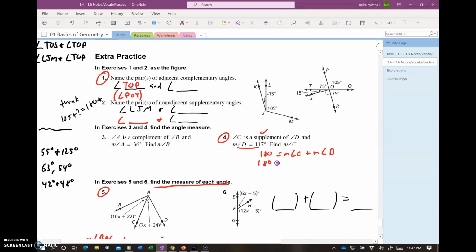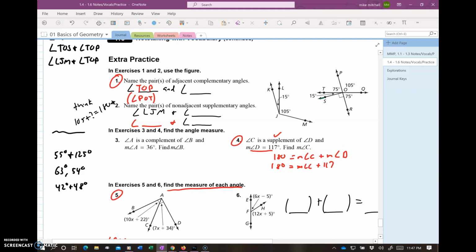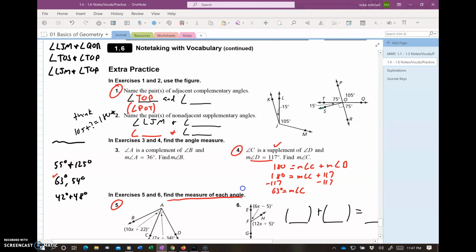180 equals measure of angle C plus 117. Minus 117, minus 117. I'm going to finish this one. 63 degrees equals measure of angle C. An awesome number because it's the year I was born. We can see our answer over here.